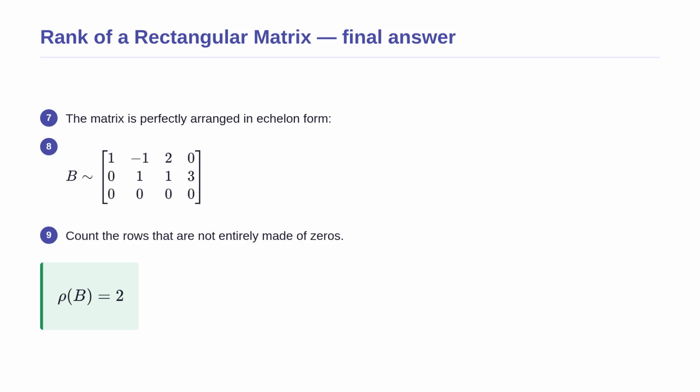Here is our final arranged matrix. It is now perfectly in echelon form. We count the rows that are not entirely made of zeros. The first row has numbers and the new second row has numbers. The third row is completely empty. Because there are exactly 2 non-zero rows, the rank of matrix B is 2. This confirms that out of the 3 original rows, only 2 were linearly independent.